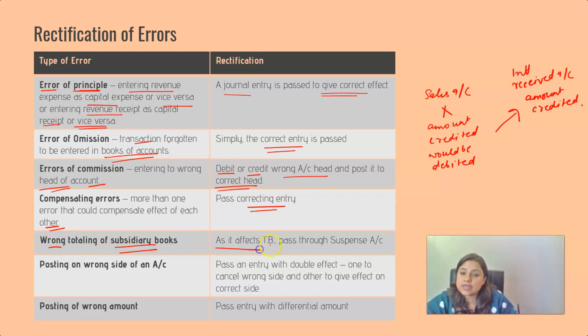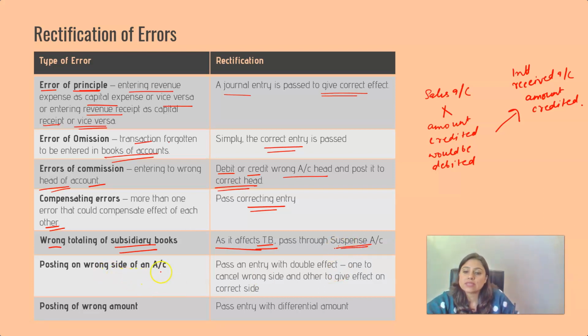It will definitely affect the trial balance, because if there is a totaling error, it could be easily depicted in the trial balance of the books of account. So such rectification would be done through the suspense account.